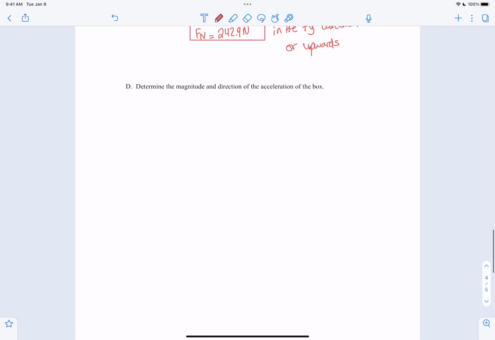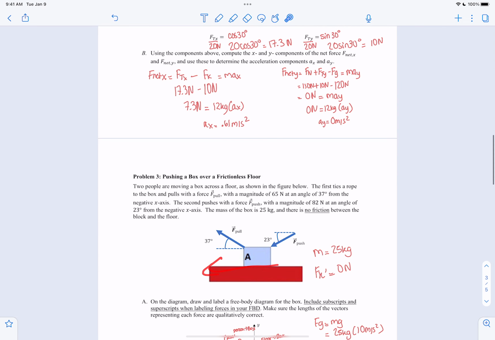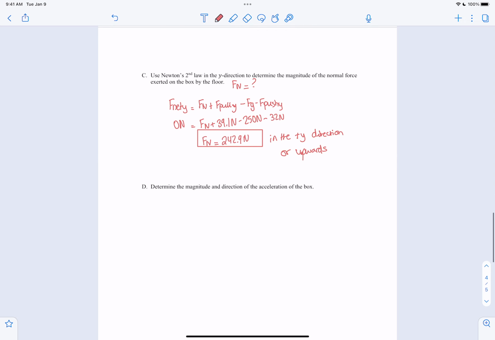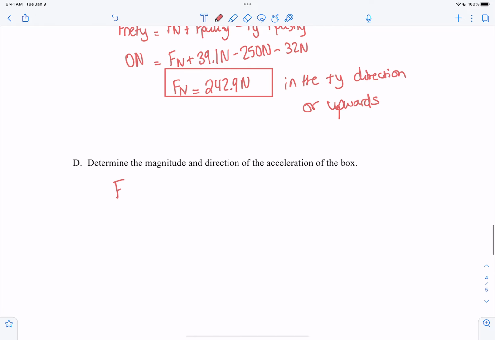Cool. Alrighty. Part D now. Determine the magnitude and direction of the acceleration of the box. So if we're trying to figure out the acceleration of the box, well, we know that the box was moving across the floor. So if we want to figure out acceleration, we're going to use an F net equation, but this time it's going to be F net x. Why? Because if we're moving across the floor, that's in the horizontal direction, it's in the x direction, right? So we're going to set up an F net x equation.